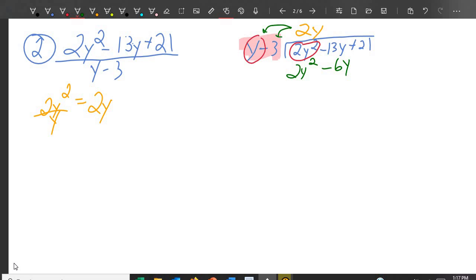Now we're at the point where we're going to do the subtraction. So we're going to change the signs of both terms. Oops. You change it to the opposite. This positive becomes negative. This negative becomes a positive. Now, when we add them together, you should get a 0 here. Combine the negative 13y and the 6y, we'll get negative 7y, and we bring down the 21. And now we're going to start over.